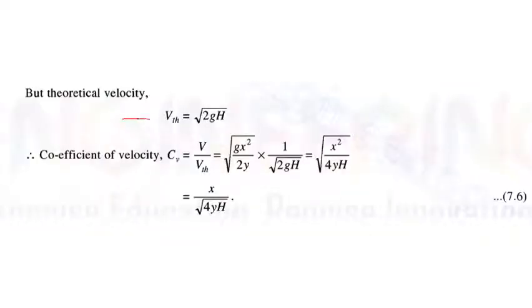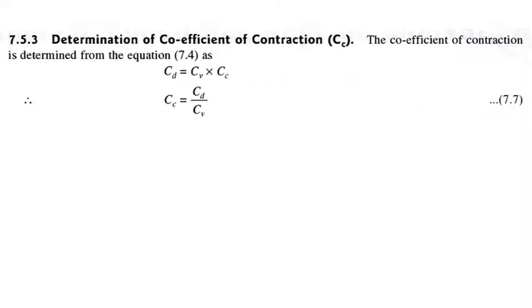Theoretical velocity is given as square root of 2gh. So Cv is v by vth, that is square root of g x square by 2y into 1 by square root of 2gh. So we get finally square root of x square by 4 y h, that is x divided by square root of 4 y h. So this is the expression for coefficient of velocity. Lastly, the coefficient of contraction Cc is given by Cd by Cv, because we know that Cd is equal to Cv into Cc.